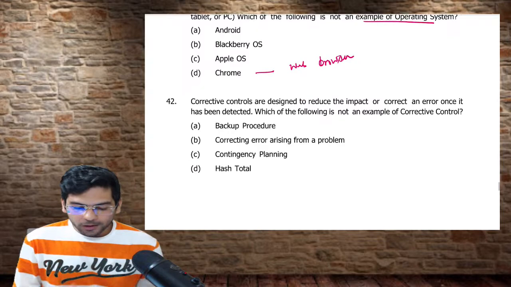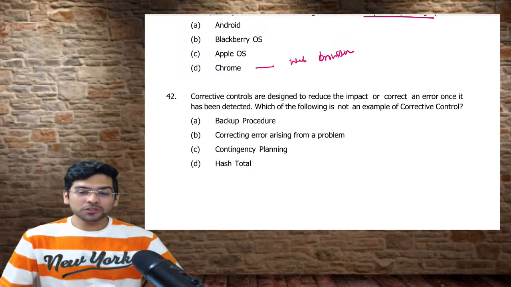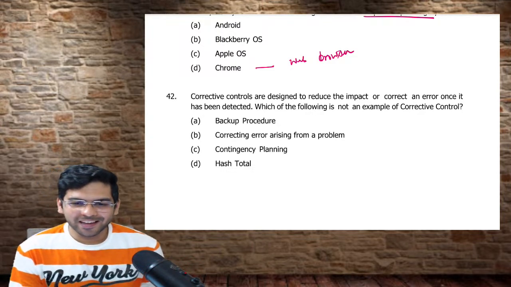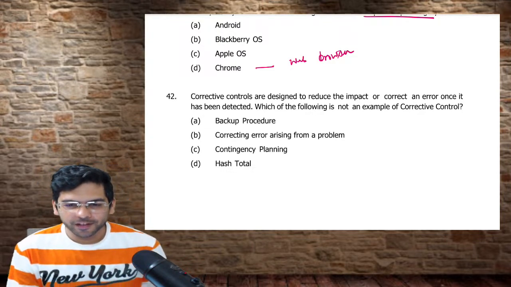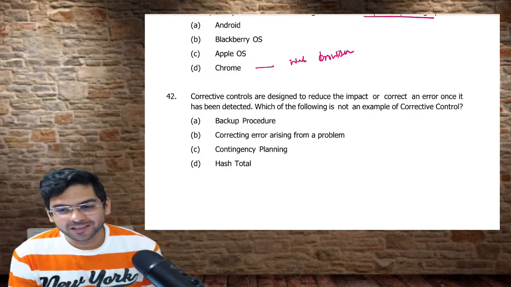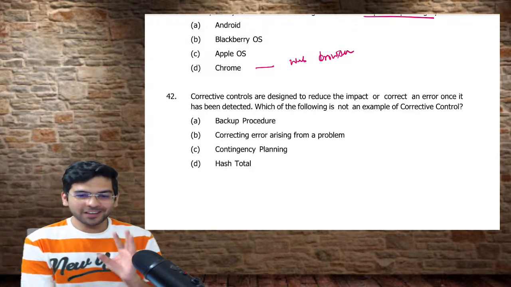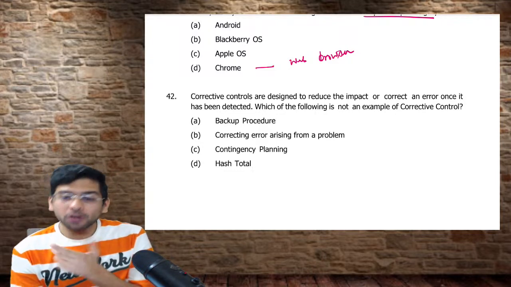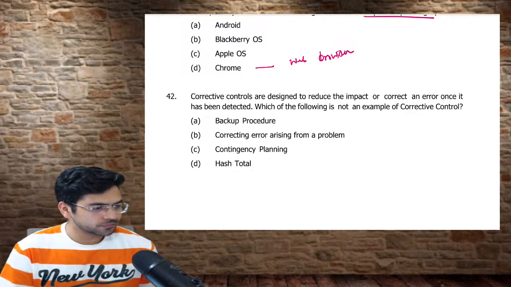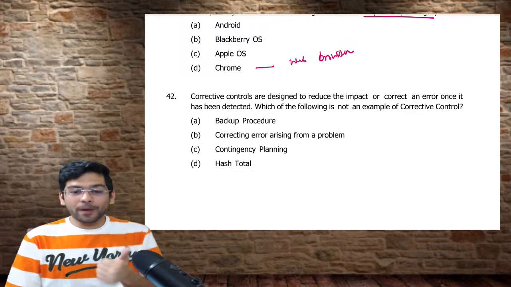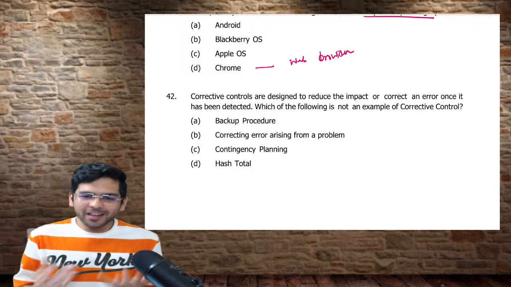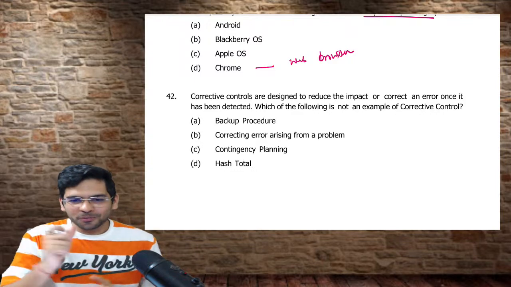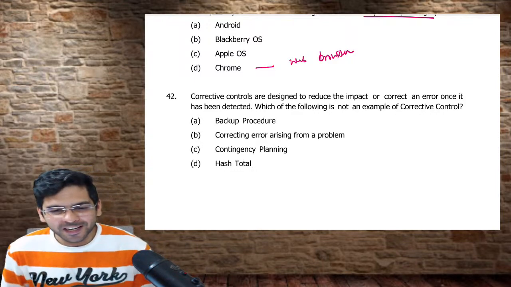Okay, next question. Corrective controls. Seems to be a good one. Corrective controls are designed to reduce the impact or correct an error once it has been detected. So which of the following is not an example of corrective control? They have given the definition of corrective control, and you have to tell which of these is not an example. Number one, backup procedure. Then correcting error arising from a problem. Now this is a very obvious option. Contingency planning and hash total.